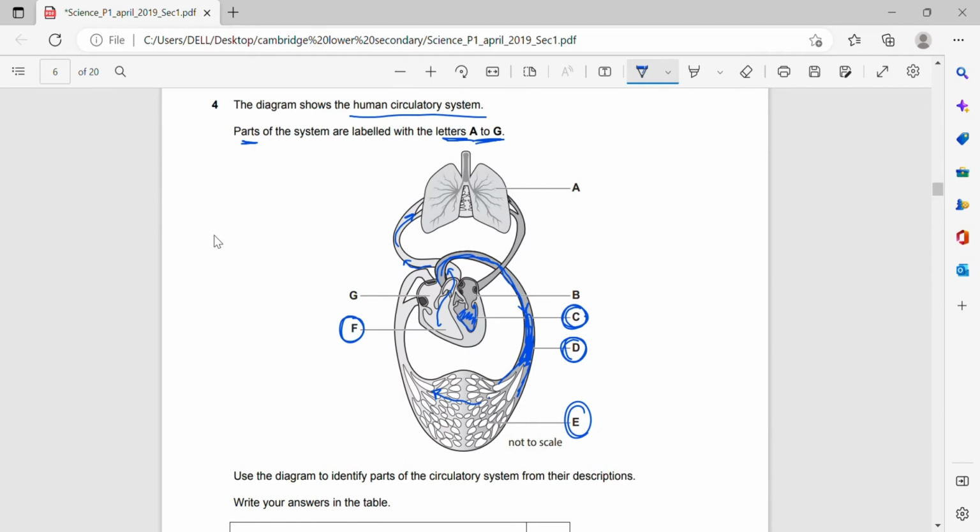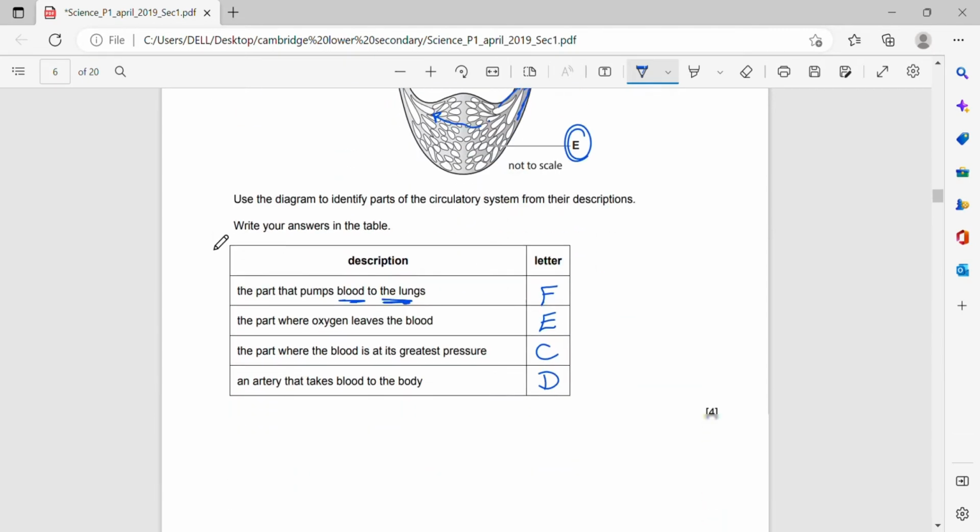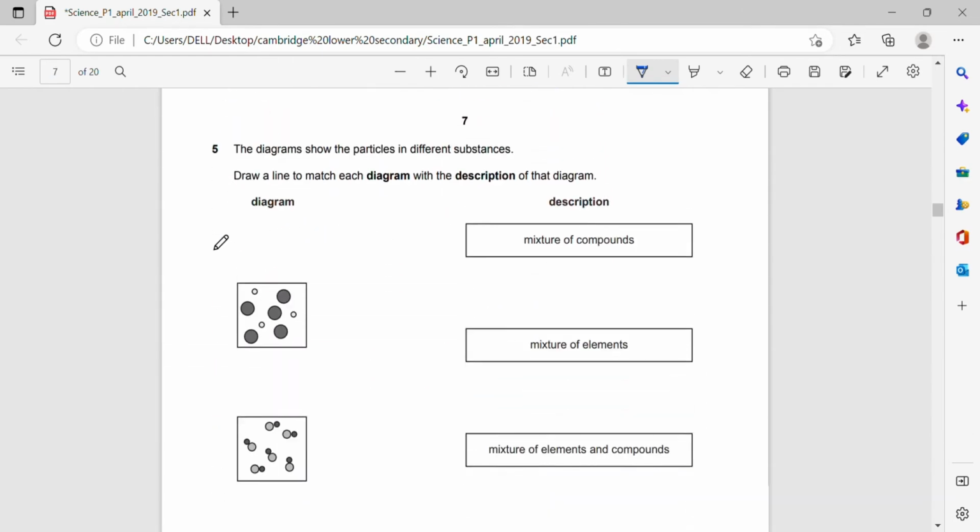اوكي. يبقى عندي هنا ال circulatory system وعندي ال lungs وعندي ال heart. ال heart عنده ال right atrium, right ventricle, left atrium, left ventricle. ال left side هنا عندي ال oxygenated blood. اوكي. وال right side ال deoxygenated blood. طب let's go to the next question. 5.